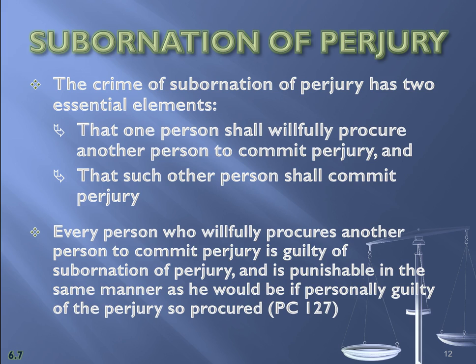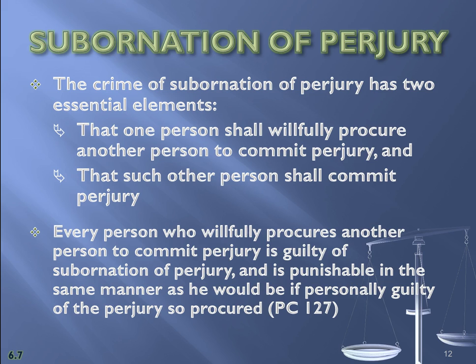Every person who willfully procures another person to commit perjury is guilty of subordination of perjury and is punishable in the same manner as he or she would be if personally guilty of the perjury so procured. So it's the same penalty. It's not 50%. It's not 20%. You're going to get the same thing. So if you go get someone to lie on the stand for you in a case, and they get caught and they get prosecuted for perjury, or you get prosecuted for subordination of perjury, you're going to get the same thing. So hopefully that kind of makes a little bit of sense there.